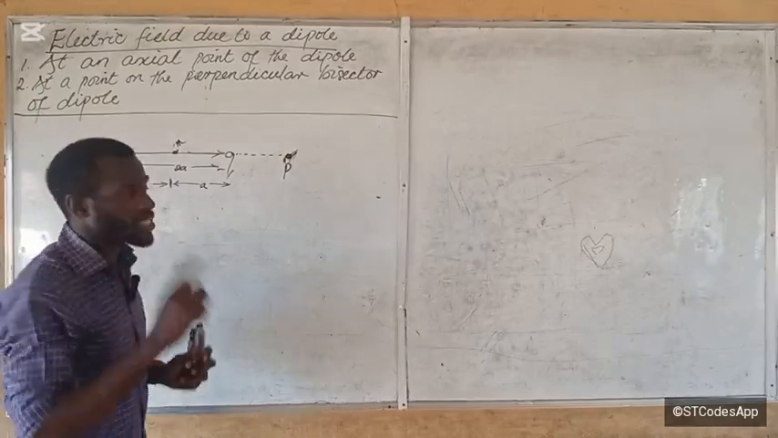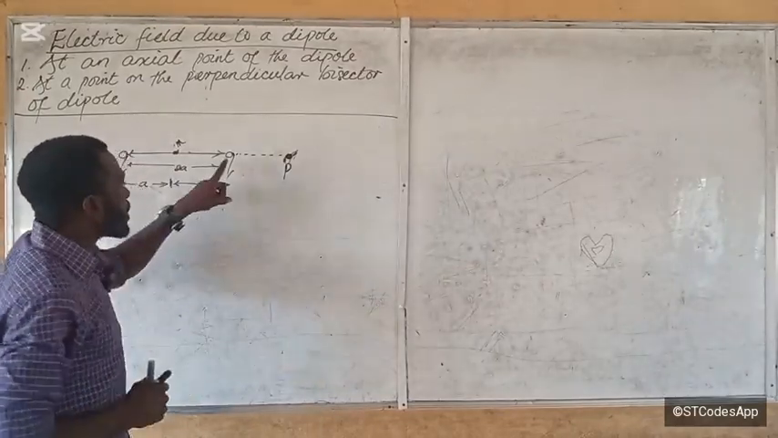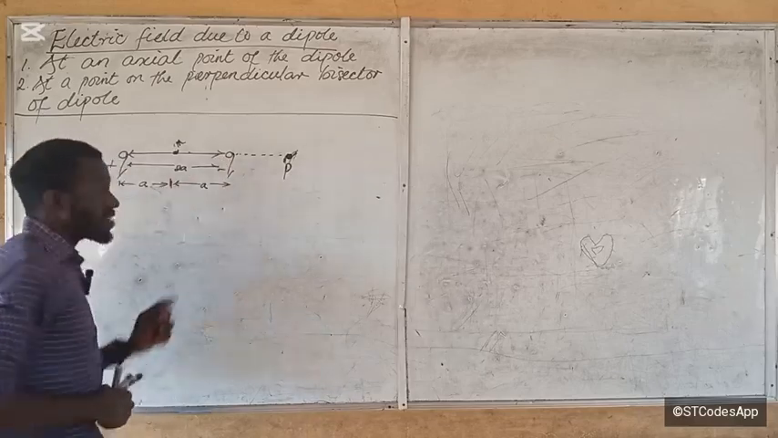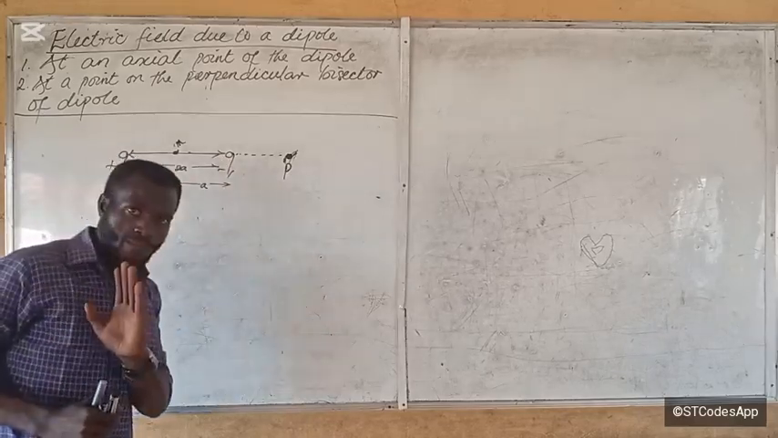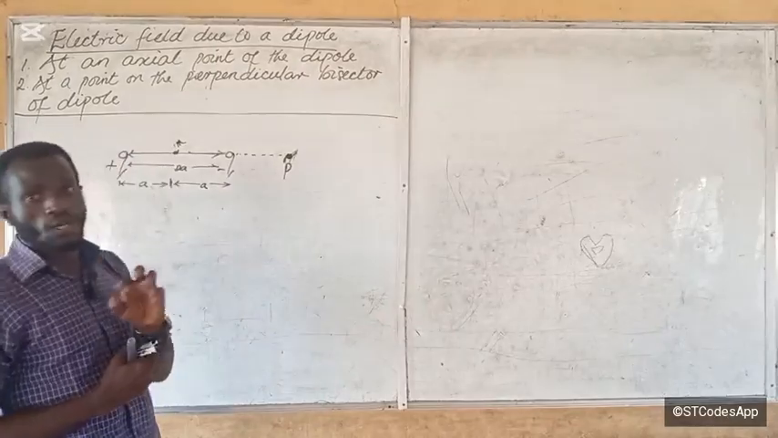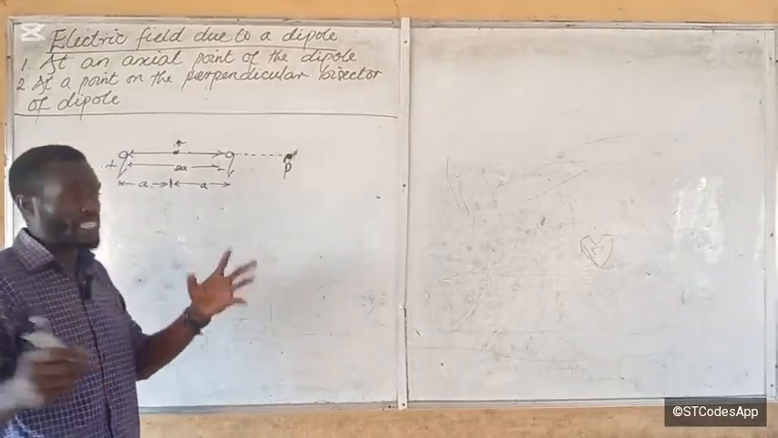First, the reason it's so is because the magnitude of this charge and the magnitude of this charge are equal. So the magnitudes are equal, only that their signs are different.